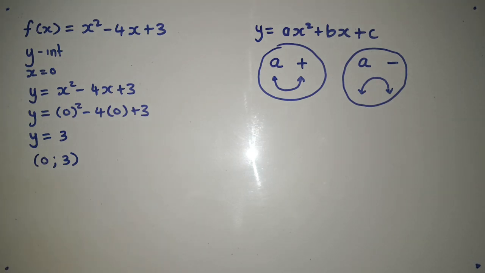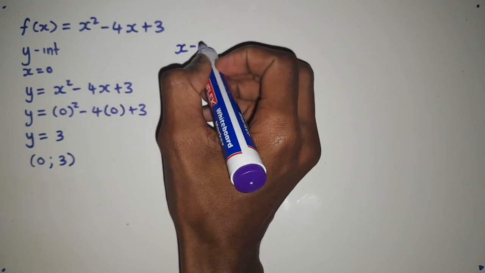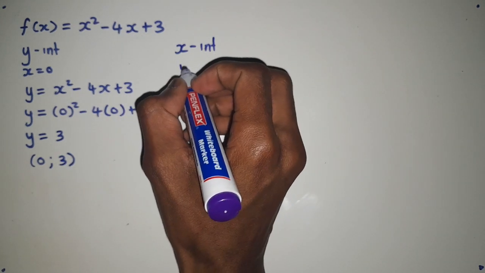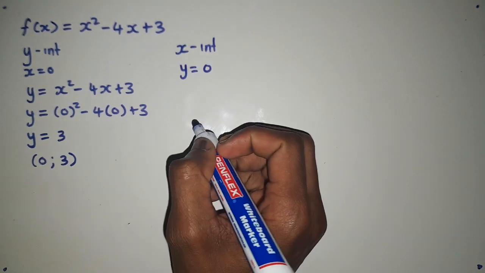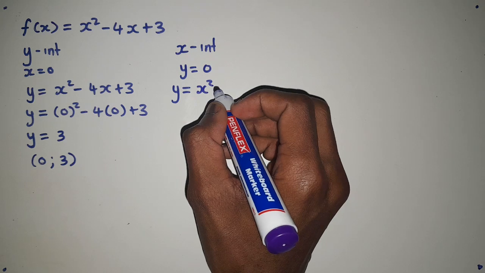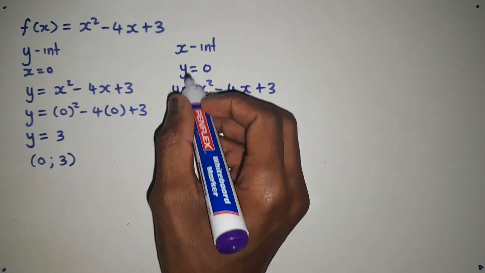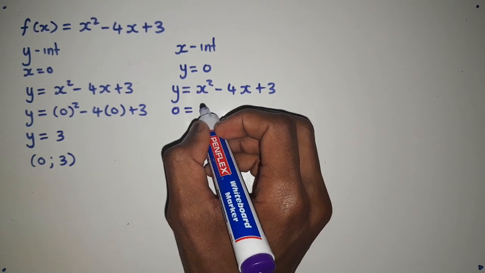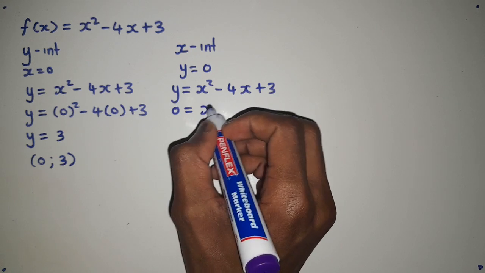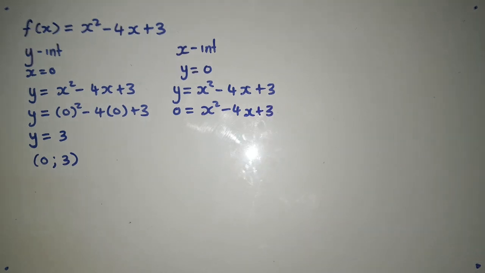Immediately after doing this, you can go to your x-intercept. For the x-intercept, we let y be 0. We take our equation, which is y equals x squared minus 4x plus 3. Then we set y to be 0. Then we have x squared minus 4x plus 3 equals 0.